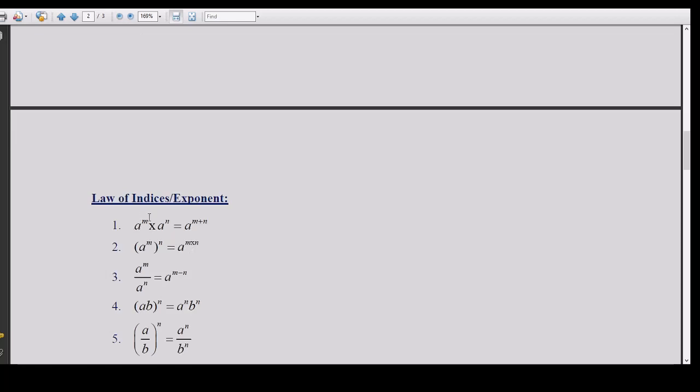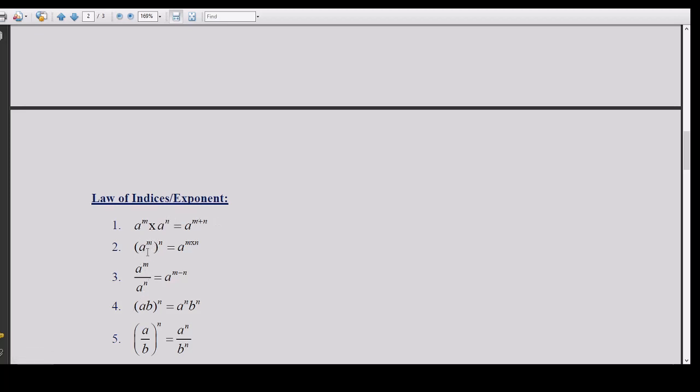Here, if you multiply any two numbers having the same base but different powers, what will you get? You will get that base with the powers added together. a^m multiply a^n is equal to a^(m+n). It means if you have the same base, the powers should be added together.